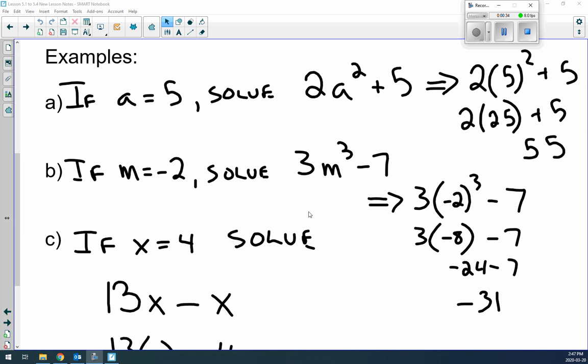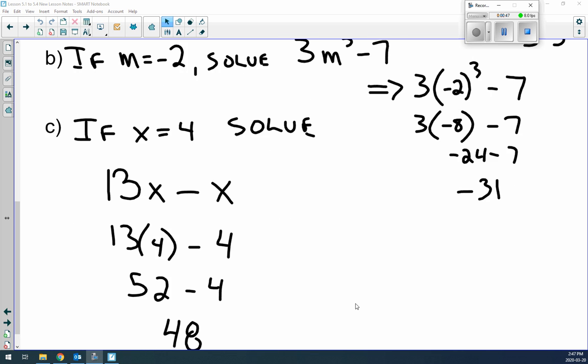Next one here, 3m cubed minus 7. So you're going to replace m with negative 2. Put the negative 2 in brackets because negative 2 cubed, right, is going to give us our negative 8. Again, we multiply by 3, get our negative 27 minus 7, and we get our negative 31.